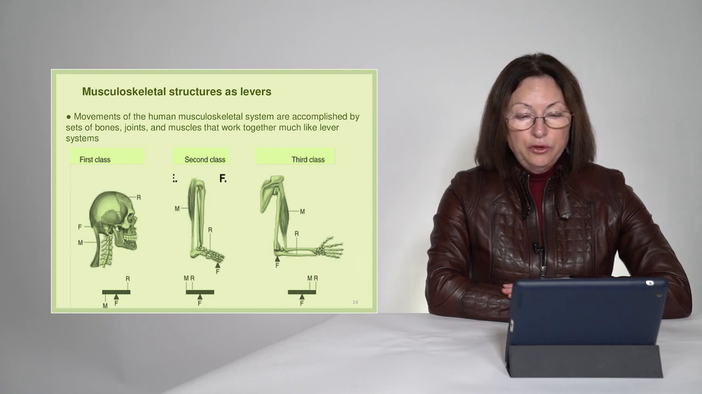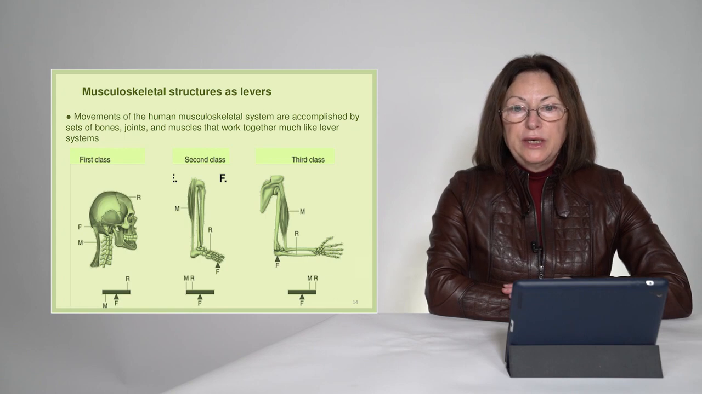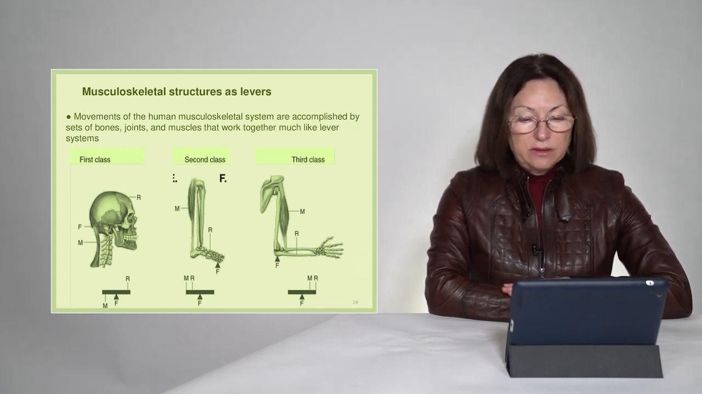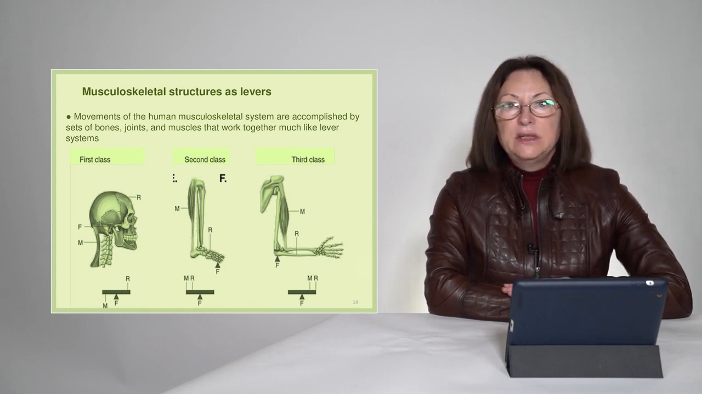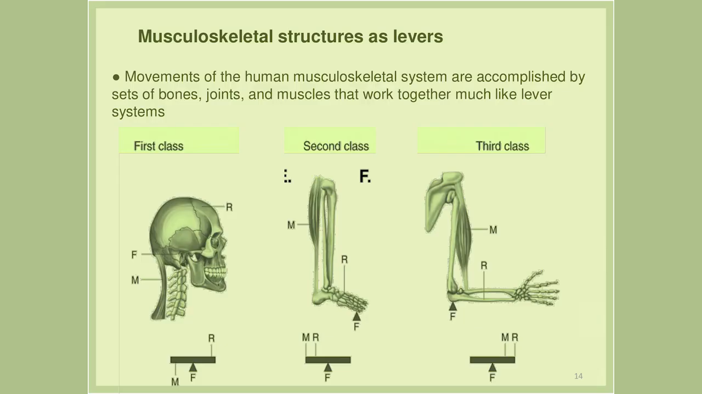Movements of the human musculoskeletal system are accomplished by sets of bones, joints, and muscles that work together much like a lever system. So, by that means we develop the human musculoskeletal system biomechanical model. It is the lever.